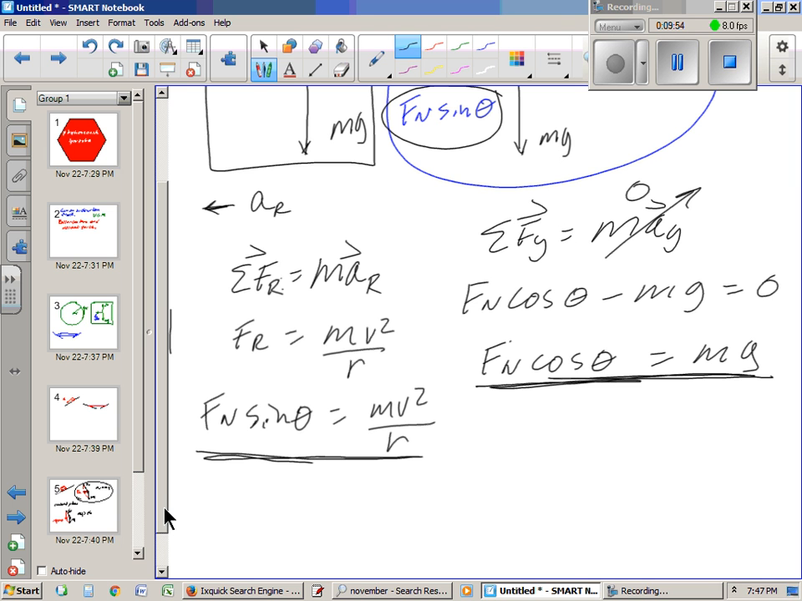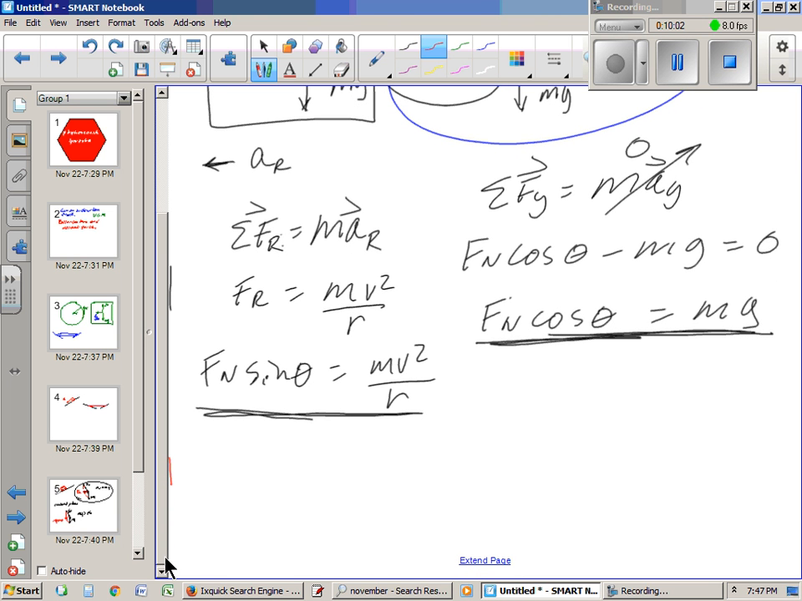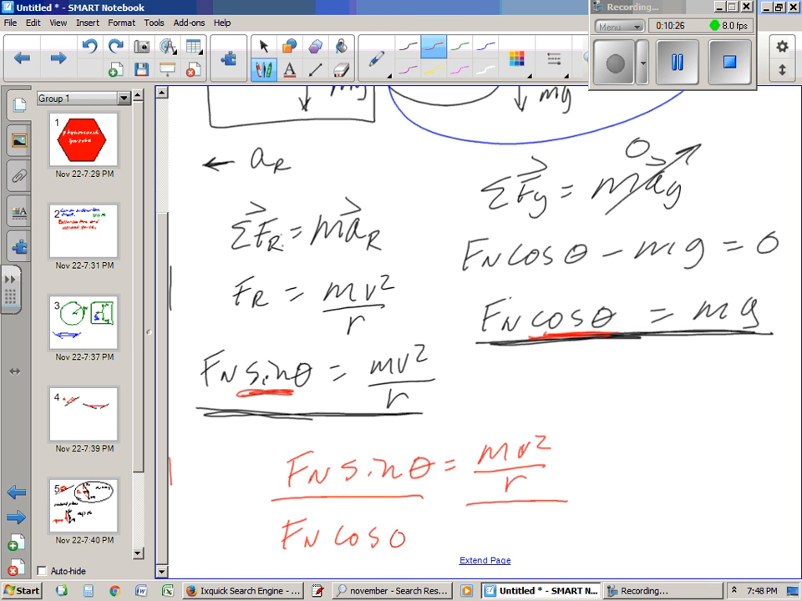So we're going to do a little move here. Again, I'm not sure if we did this before or not. We're going to divide this sine equation by the cosine equation. Can you do that? Yes. I'm not going to justify that right now, but we will look at that. So Fn sine theta equals mv squared over r, and we're going to divide that by Fn cosine theta equals mg. Now, you may wonder, can you do that?